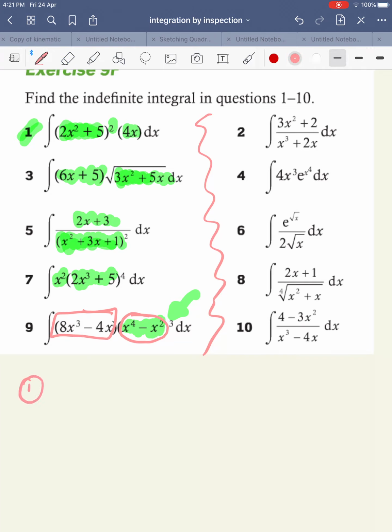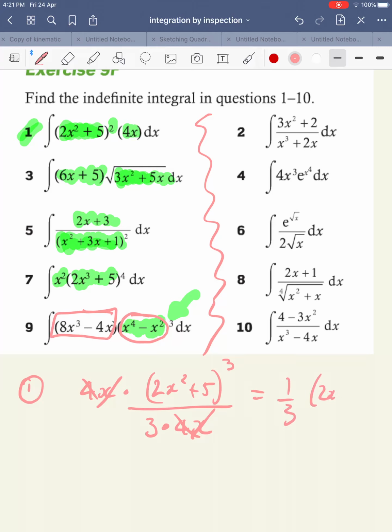So question 1, I'm going to write down the 4x part, which I'm not going to deal with at the moment. I'm going to multiply that by the integral of 2x squared plus 5, increase the power by 1 to give 3, divide by the new power, divide by the derivative of the bracket, which is 4x. Now the reason why I can do it straight away like that is because I know that the x parts are going to cancel out. Okay, so this is a shortcut quick way, and the answer is 1/3 (2x squared plus 5) to the 3 plus c.